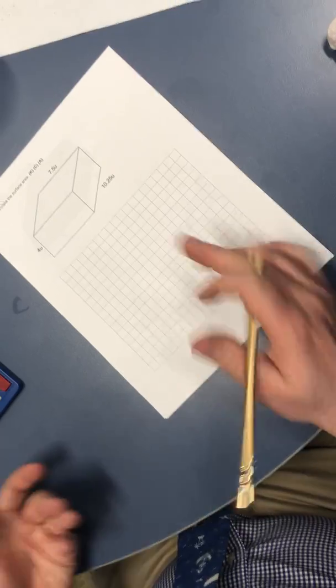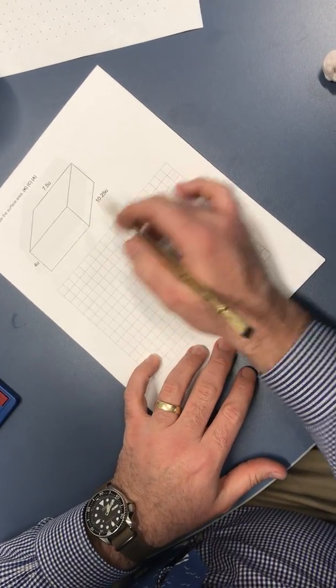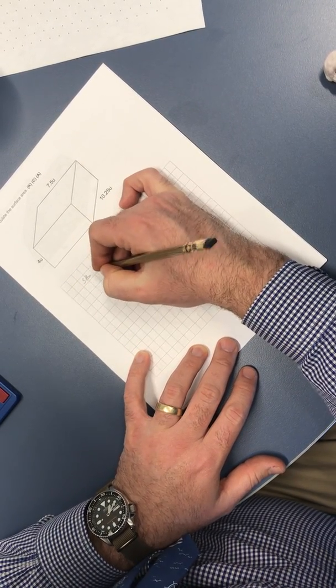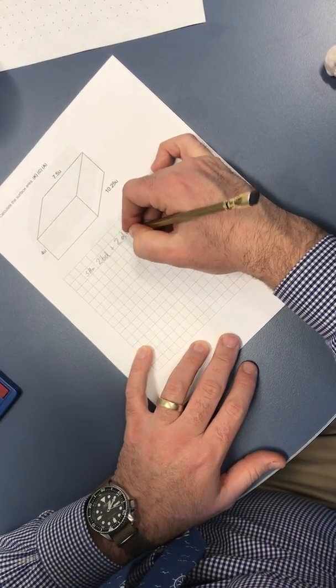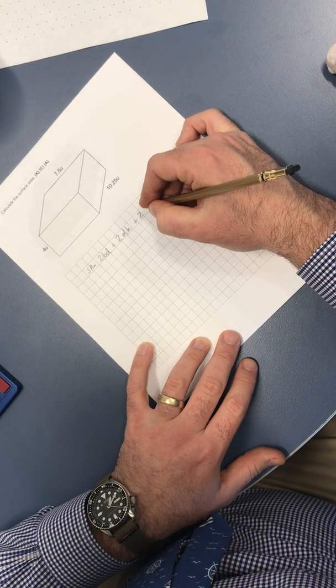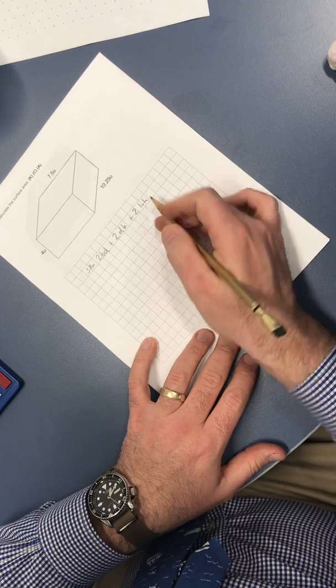Next up, calculate the surface area. This is really straightforward. You're just plugging in a formula. So we're saying SA equals 2 times the base times the depth, plus 2 times the depth times the height, plus 2 times the base times the height. So 2BD plus 2DH plus 2BH.